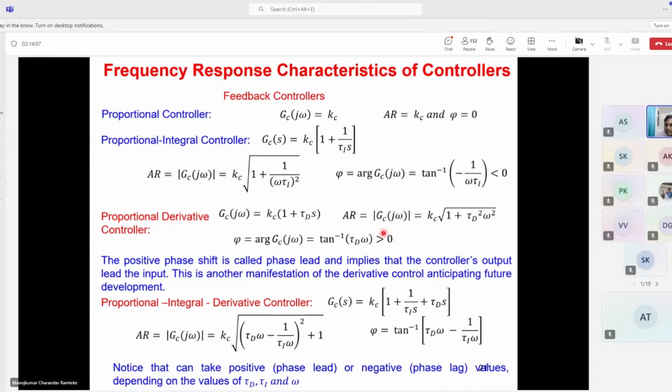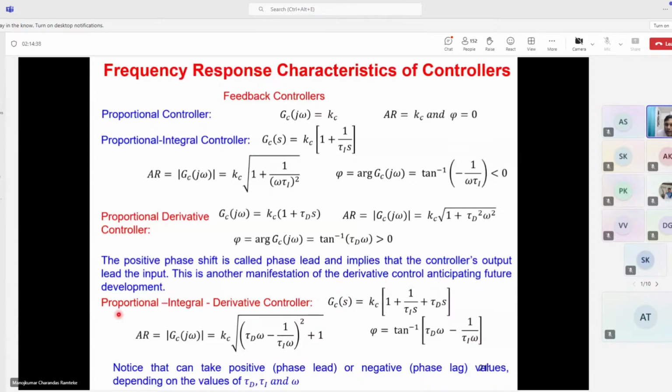So see, this is the plus. This particular term tau_D omega will be plus for the derivative controller and minus for the integral controller. So that's why this term comes out to be (tau_D omega - 1/(tau_I omega)) whole square plus 1. Again, in this case, the phase angle comes out to be tan inverse of (tau_D omega - 1/(omega tau_I)).